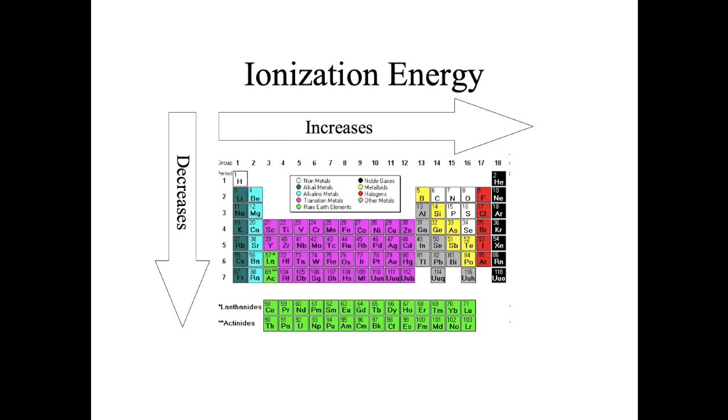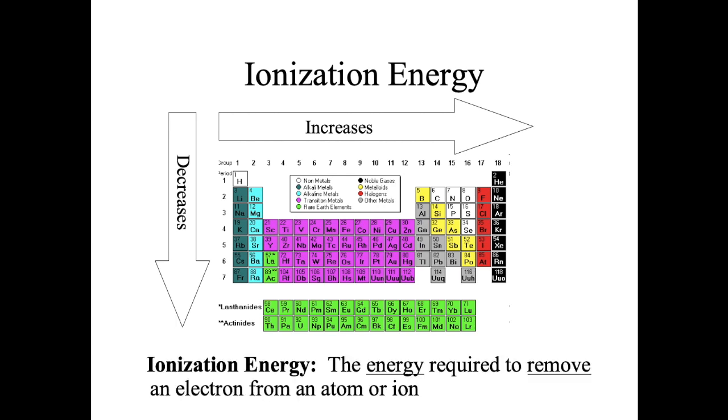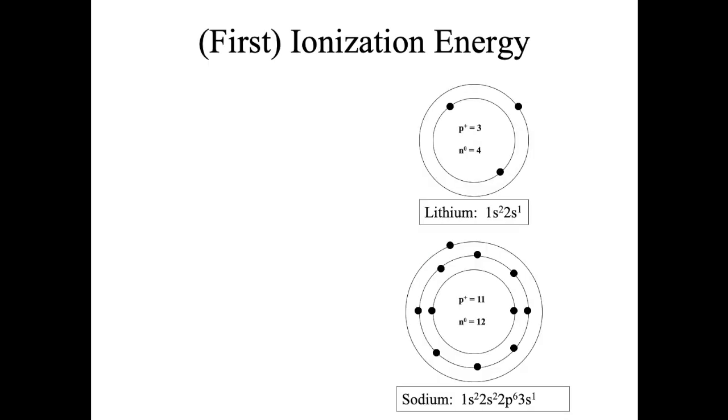Now let's talk about ionization energy. Ionization energy tends to increase as you move across a period and decrease as you go down a group. Ionization energy is defined as the energy required to remove an electron from an atom or ion. Now, we're going to be talking about first ionization energy exclusively, and that's just the energy to remove the first electron off an atom. There are slightly different things that you see happen when you move into second ionization energy and third, and so on, but we're going to be focusing on just first ionization energy in this chapter.